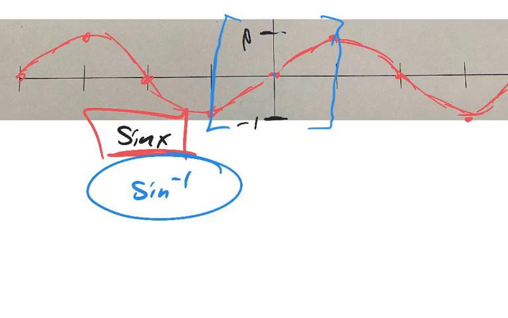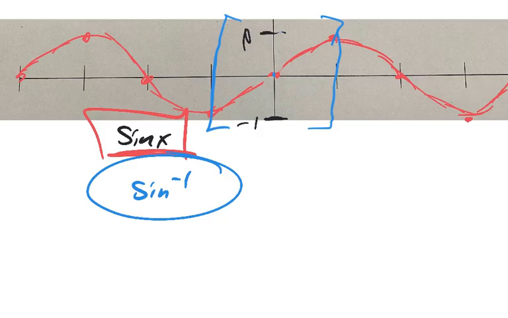So what's my domain? This is negative pi over 2 up to pi over 2. Why couldn't I do the first and second quadrants? Why didn't I go 0 to pi? Why didn't I go here to here? Because sine was always positive there. I never get where sine is negative. Think about all students take calculus.